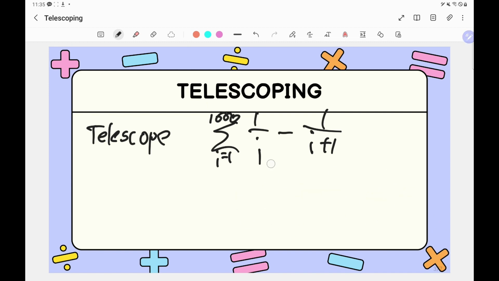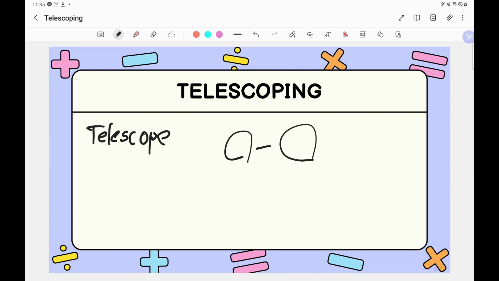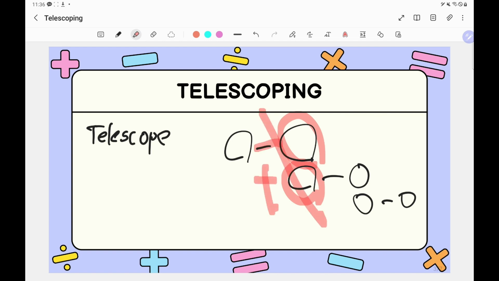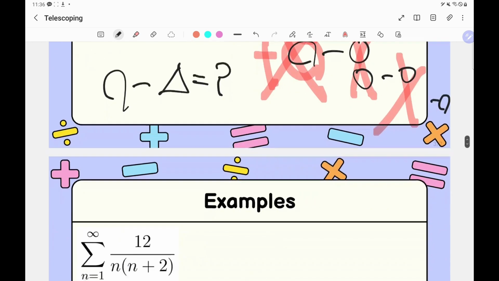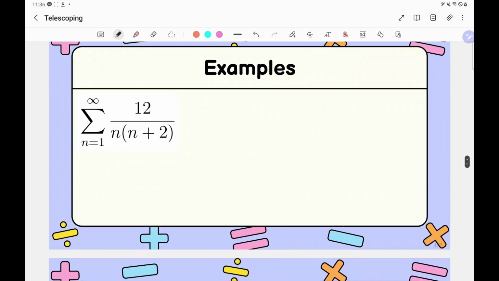So it's like going a lot, something minus something, and something minus something, and something minus something. This is the same, but this is minus and this is plus, so they cancel, and at the end it just becomes this minus this. This is called telescoping. Let's get to an example.